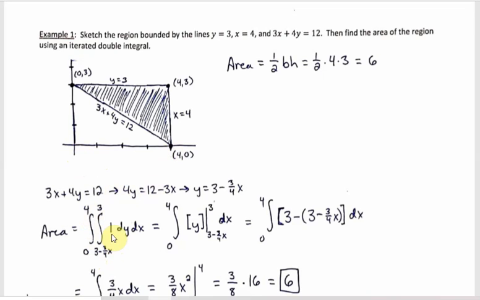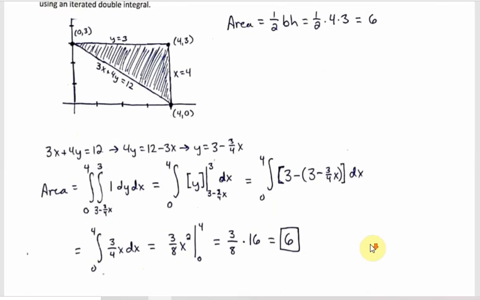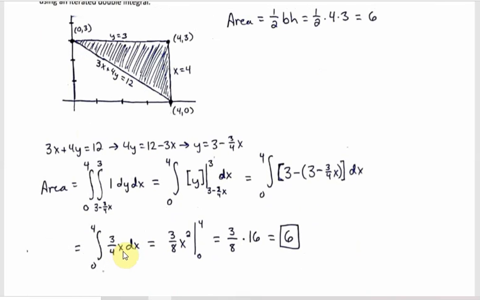I always write in the 1. You don't have to if you just have the double integral sign and then a dy dx. That's totally fine, but it feels weird to me not to have it there, so I always write it. Then integrating 1, you would just get y, double evaluate that. Eventually what you end up with is 3/4 x. And we've got to integrate that with respect to x. So 3/8 x squared, then evaluate that from 0 to 4.